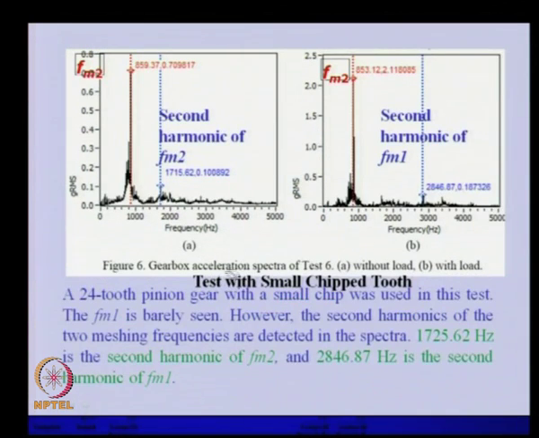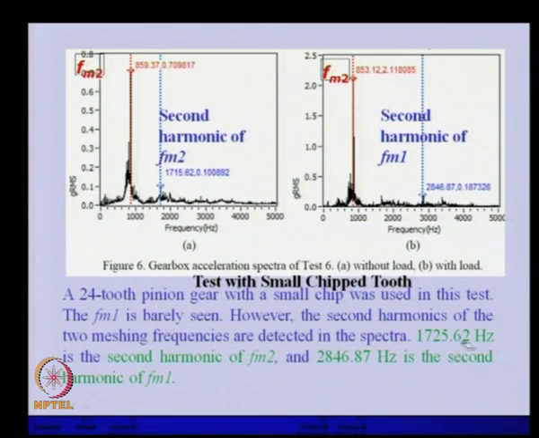Then this is the test with a small chipped tooth. With this obviously we expect the amplitude of the vibrations will increase. In this you can see the 24 tooth pinion gear with a smaller chip was used in this test. The FM1 is barely seen, so it is not visible here. However, the second harmonics of the two meshing frequencies are detected. Basically we are not seeing the first harmonic, but the second harmonic of these mesh frequencies is appearing in the spectra.